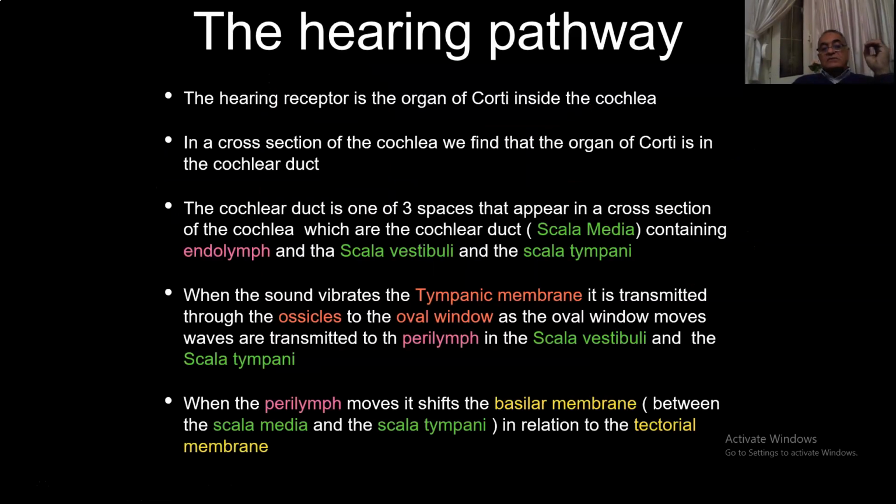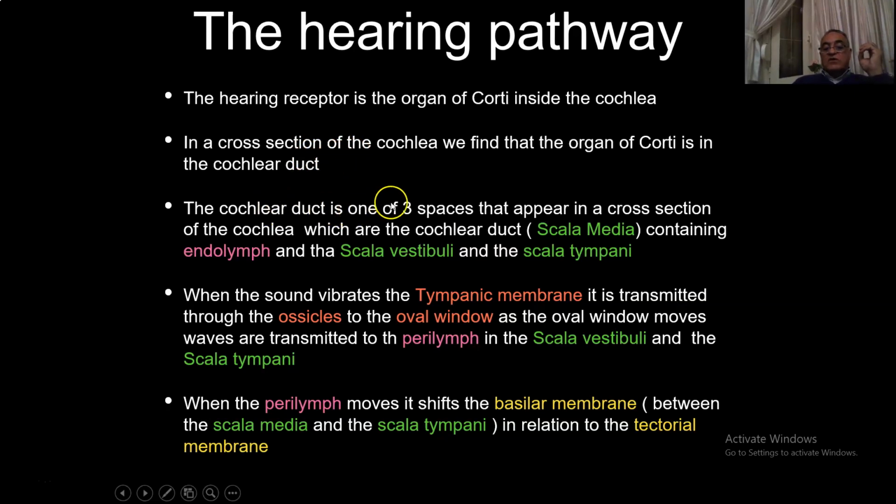The hearing pathway, as we said, the receptor for hearing is the organ of Corti, present inside the cochlea. In a cross-section of the cochlea, as we will see, we find that the organ of Corti is present in the cochlear duct. You will see it right now. So the organ of Corti lies in the cochlear duct, what we call the scala media. Cochlear duct or scala media is the same.